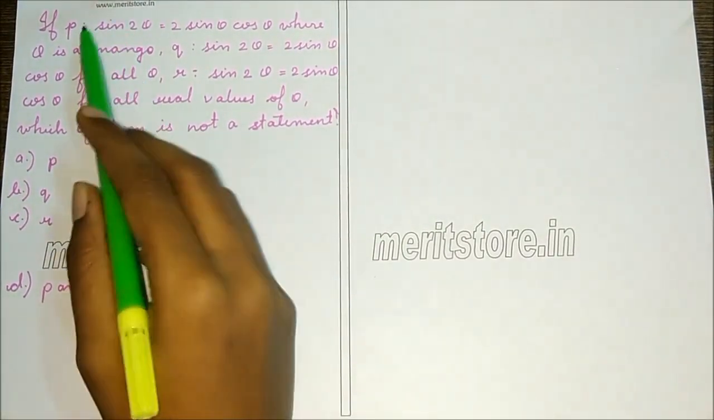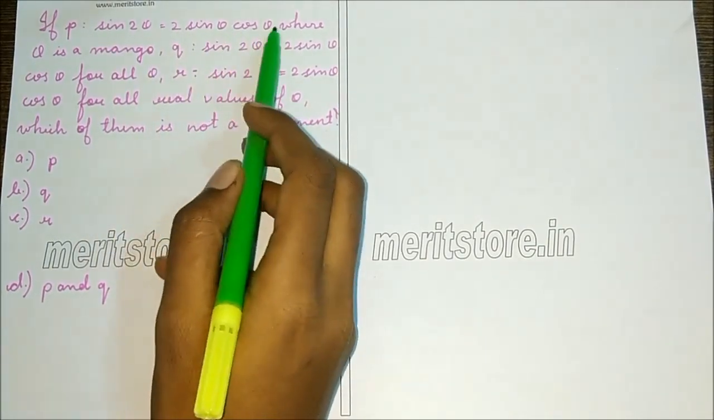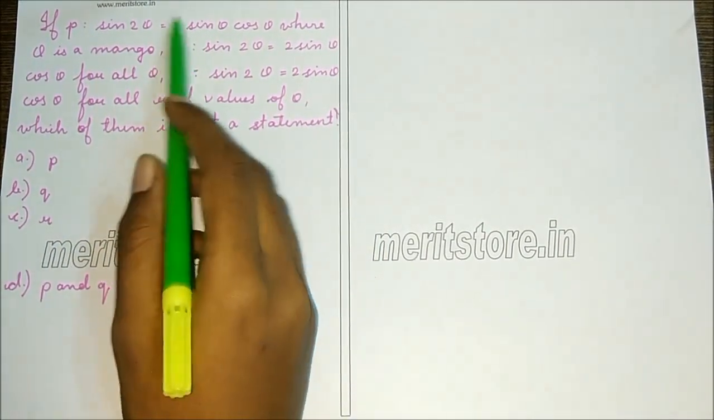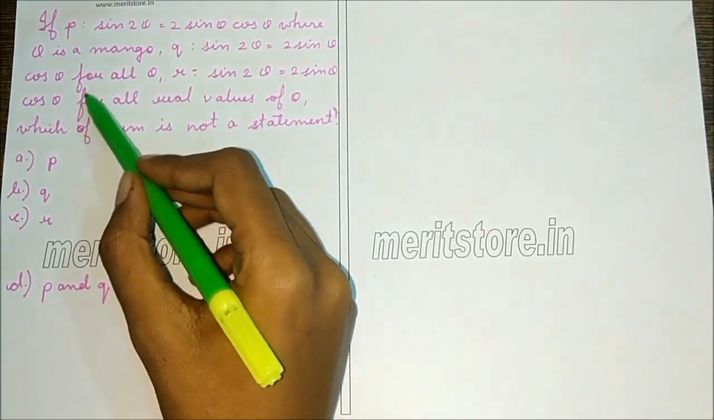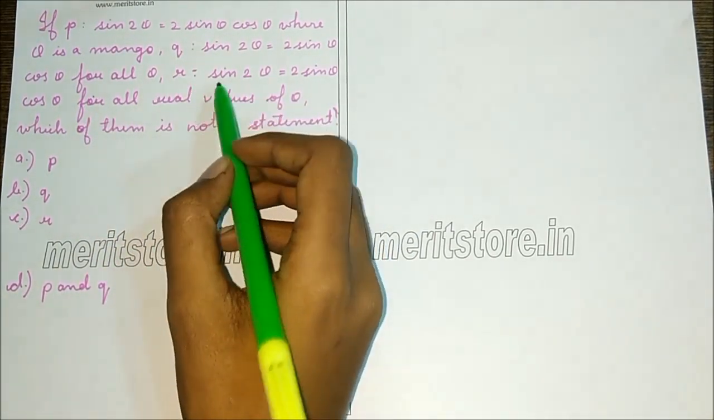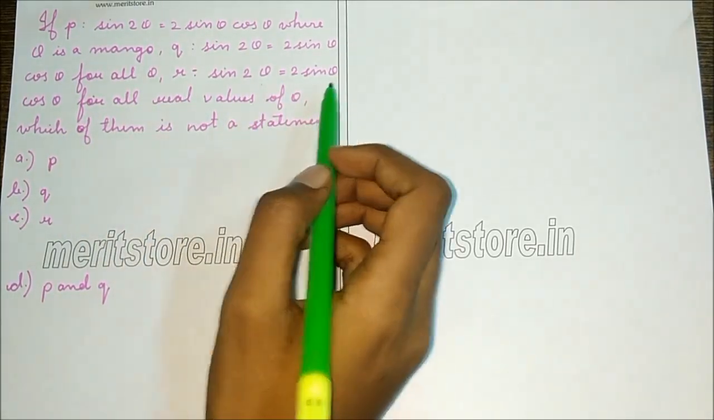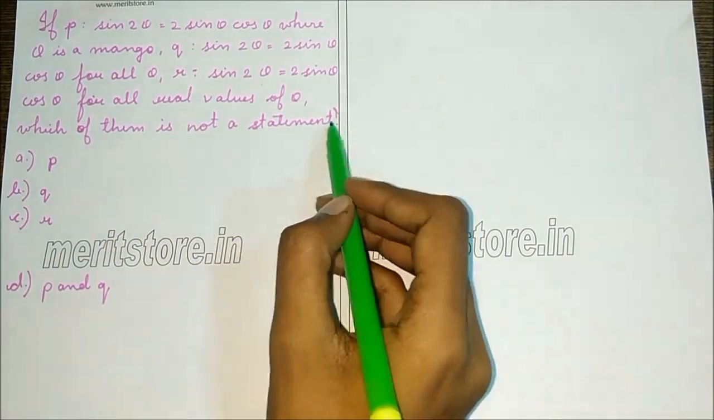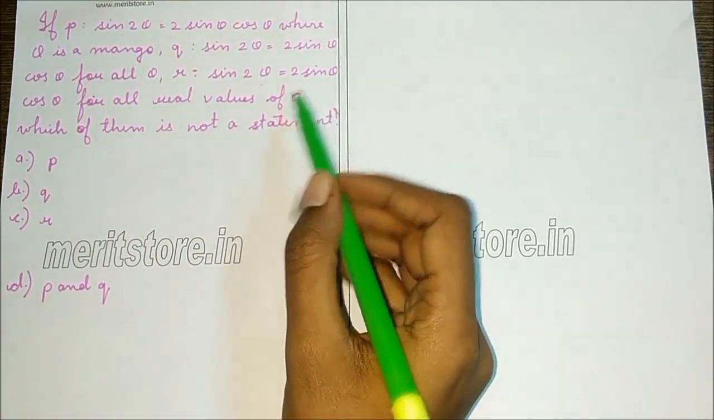Next question: statement P is sin theta is equal to 2 sin theta cos theta, where theta is a mango. Statement Q is sin 2 theta is 2 sin theta cos theta for all theta. Statement R is sin 2 theta is 2 sin theta cos theta for all real values of theta. Which of them is not a statement? A statement is something which is specific.